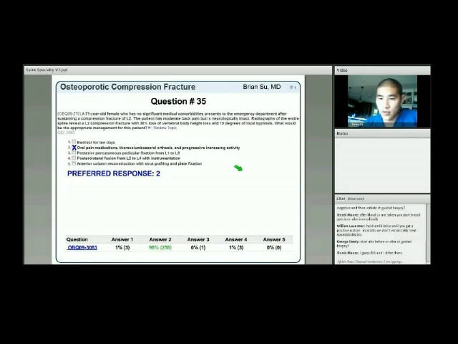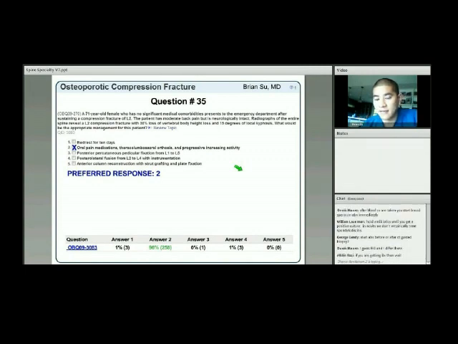So this is an older patient. There's no neurological compromise. They're telling you that's a relatively stable fracture. Bed rest, like I said, never the right answer. The answer is oral pain meds, TLSO, and progressive increased activity, and it looks like 96% of you got that correct.